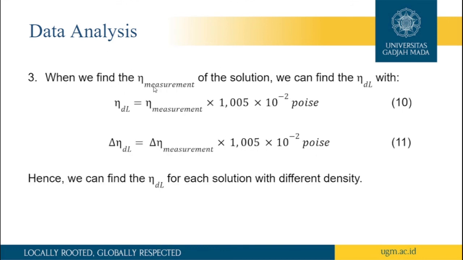And when we get the eta measurements or the viscosity of the measurements, we can find the eta dl, or the viscosity of the dynamic of the solutions, with equation number 10. And the uncertainty or the error of eta dl can be found with equation number 11. With this equation, we can find the eta dl for each solution with different density.